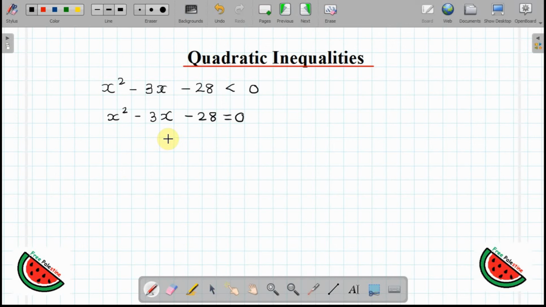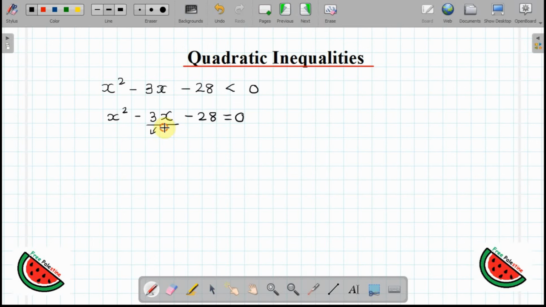So I need two numbers that multiply to give me minus 28, but then the same two numbers add to give me minus 3. So the two numbers I'm thinking about are minus 7 and 4. So I'll go ahead and factorize. And there's a quicker way to factorize. You could do that as well.